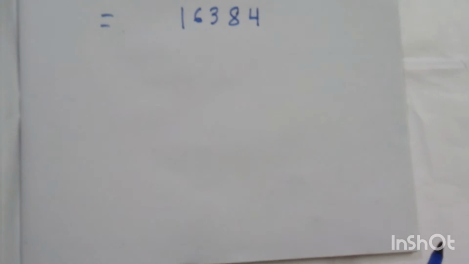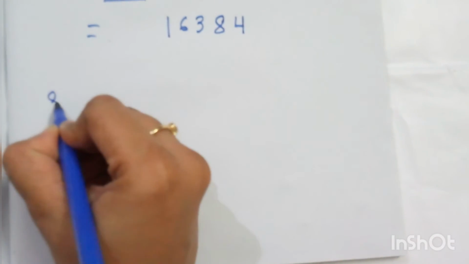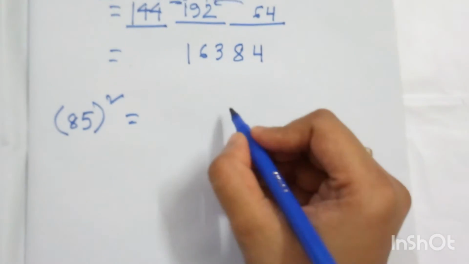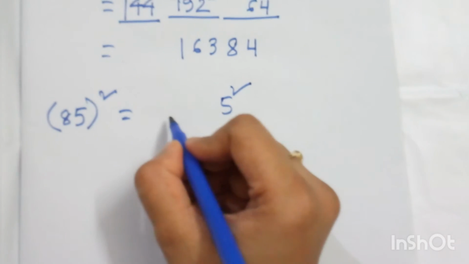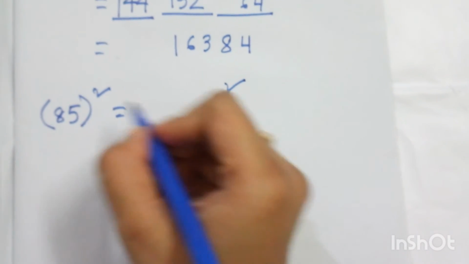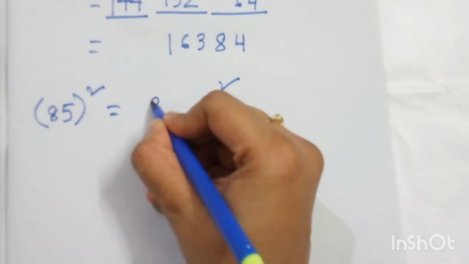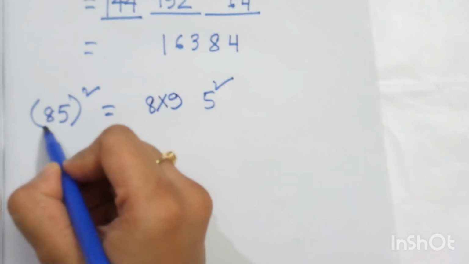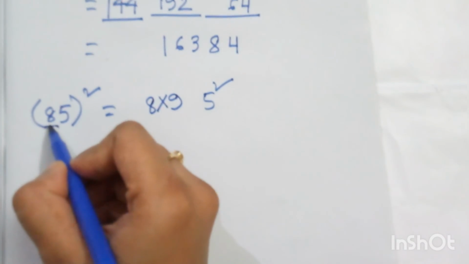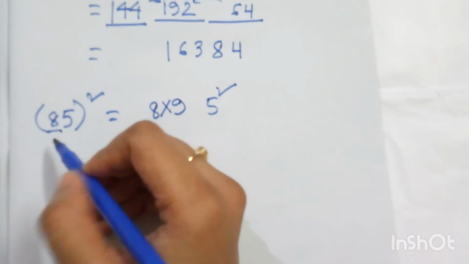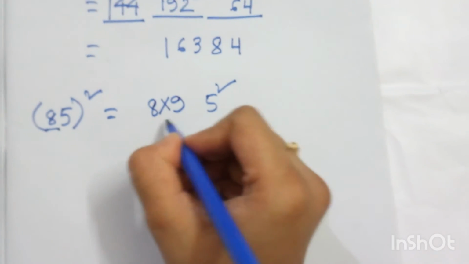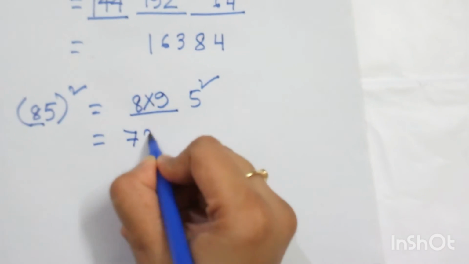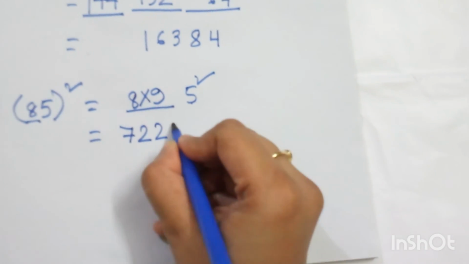There is a special trick when the unit place of the number is 5. Here you have to square the 5 and the leftover number will be multiplied with the next number. Here it is 8, so multiply this number with the next of this number. The next of 8 is 9, so multiply this with 9. So the number will be 72 and 5 square will be 25.